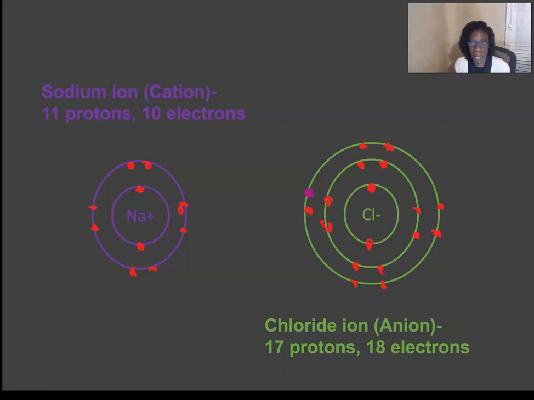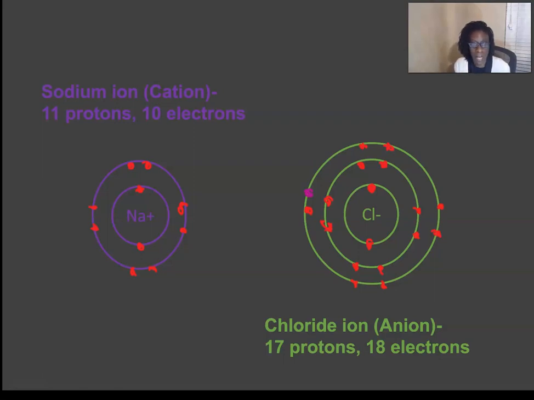So the sodium ion has 11 protons, which aren't illustrated here in this picture, and 10 electrons, which are illustrated by the red circles. So because the sodium ion has more protons than it does electrons, that means it's going to have one extra positive charge, which is going to make it a positively charged ion or a cation.